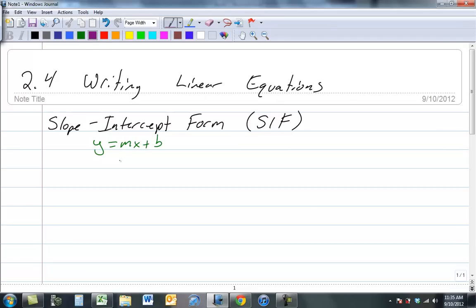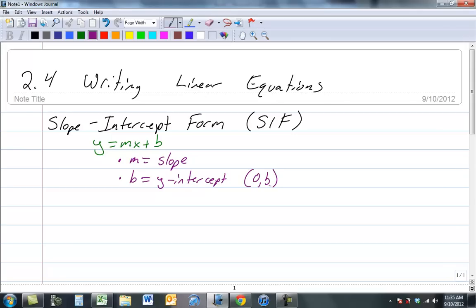Of course. Now, here's the thing. m, as everybody knows, is the slope, and b is the y-intercept, and I like to call it (0, b). I always like my intercepts as ordered pairs, just so I remember that they are intercepts.